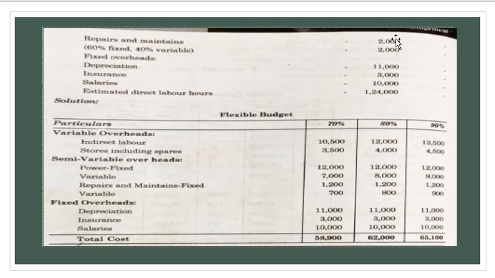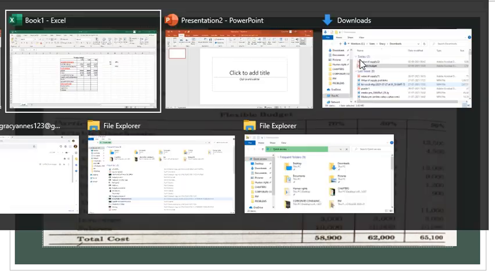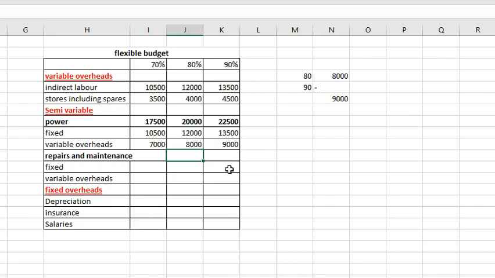For 80%, data only is given here. For 70 and 90 it is nil. So using 80 we will find out 70 and 90. That is what your question asks to be found out. So now total repairs and maintenance is 2,000. As per the question, fixed is how much?